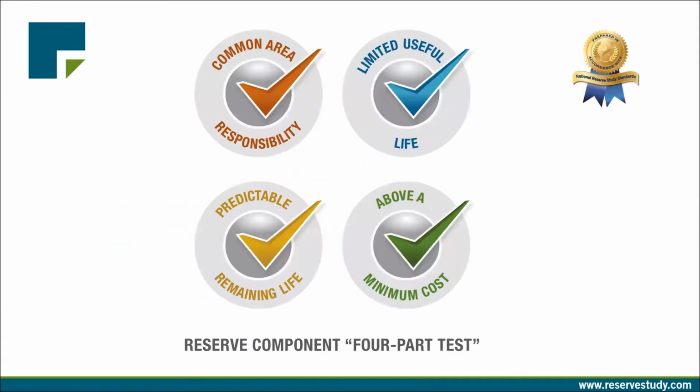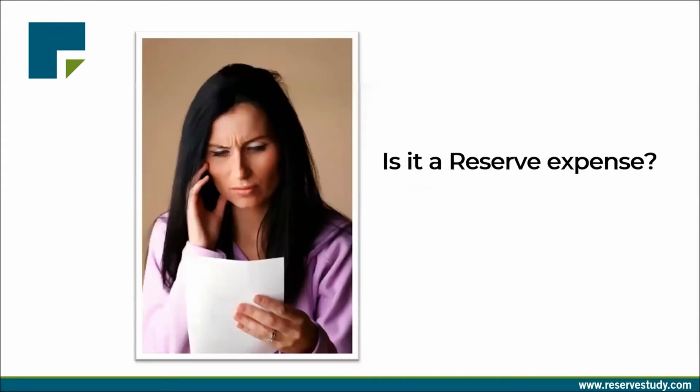There's a 4-part test that every reserve component must pass. That it's a common area responsibility, that it has a limited useful life, that it has a predictable remaining useful life, and that it is above a minimum threshold cost of significance. Every component in your reserve study needs to pass this 4-part test. But let's get back to the questions you face on a regular basis.